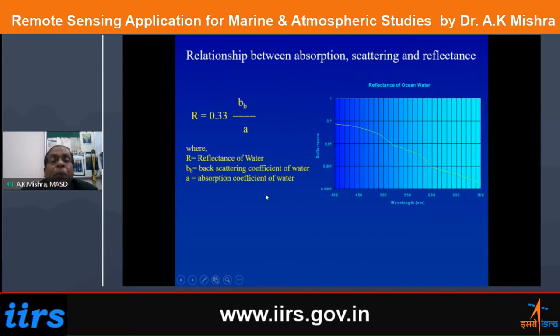So there is a simple relationship between the subsurface diffused reflectance and the scattering and absorption coefficient of the water. So the scattering and absorption coefficient of the water is known as the inherent optical properties. So they are related to the reflectance of the water, and the reflectance of the water will tell you whether the water is blue or it is green. So from that you can derive inference about the substances present.